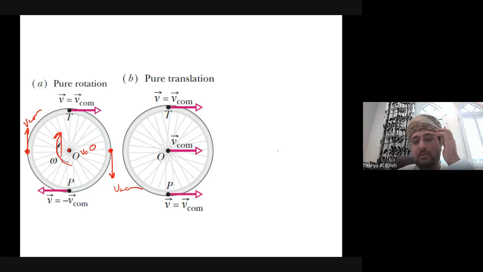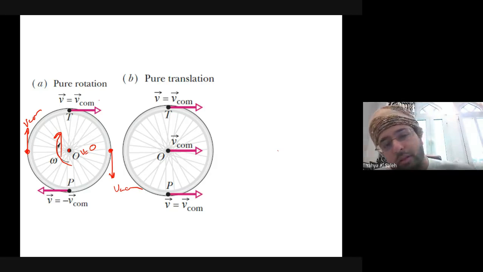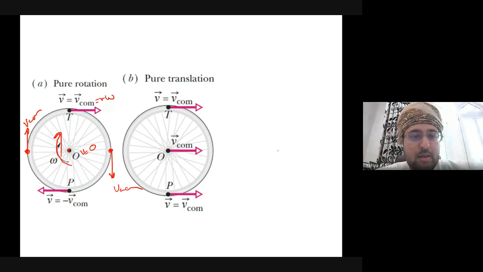Now let's take a look at pure translation. Forget about A. Let's go to B. Okay. Let's assume, yes, Vcom equals R omega. Yes. Okay. Now let's look at pure translation, nothing else.